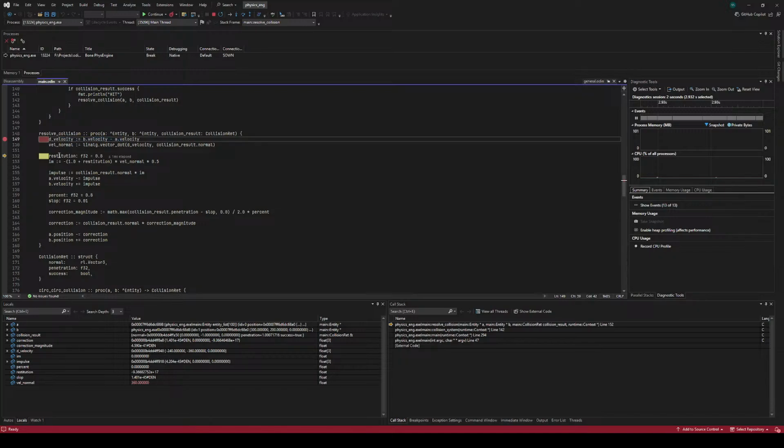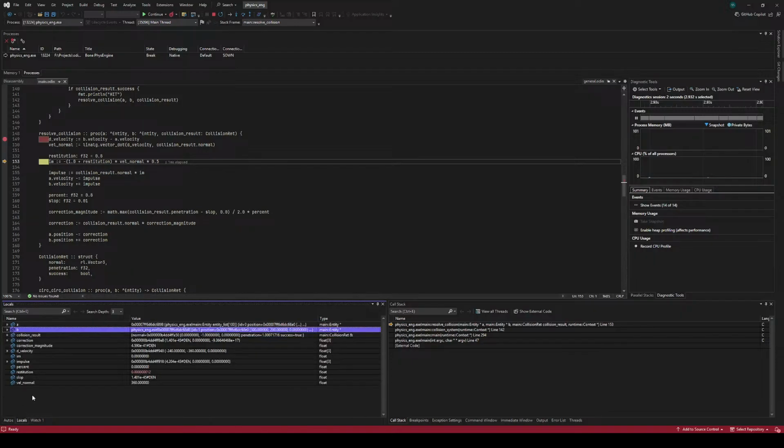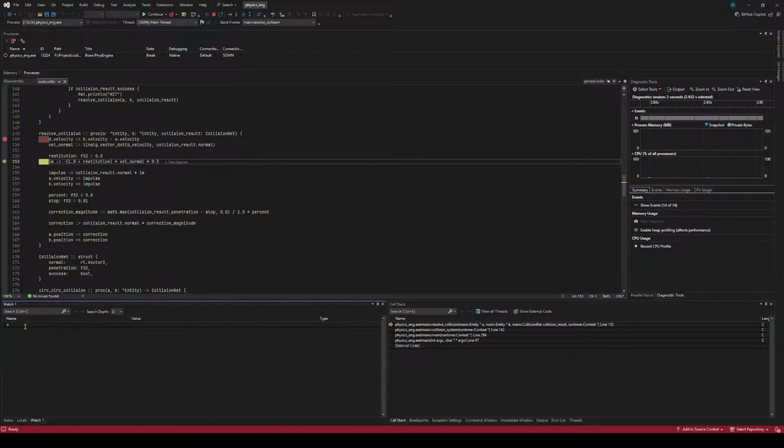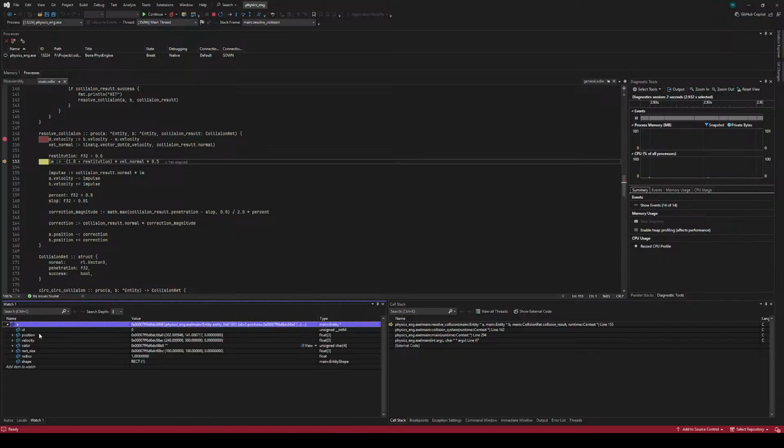Resolve collision, B velocity. Okay. A. What is A? A is like velocity. Velocity is very high. 240 and 360, right? So even though the right side movement is there, it's more towards the downward angle. It's more towards the Y direction.